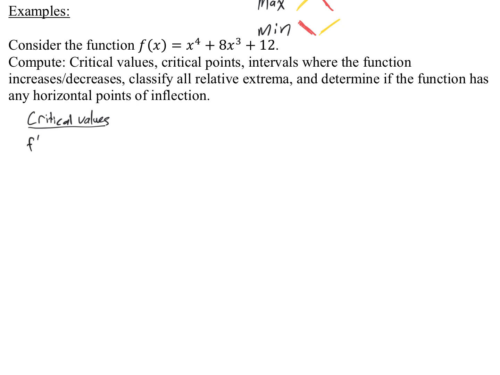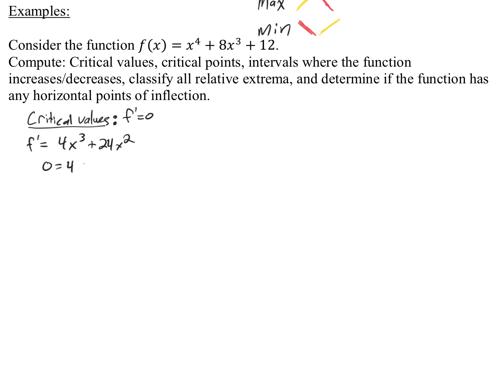So f prime is going to be equal to, let's see, this would be 4x cubed plus 24x squared. So that is your first derivative. And then you have to recall, what do you know about a critical value? A critical value would be any time your first derivative is equal to 0 or undefined. Now in this case, this function is not going to be undefined anywhere. So we just have to worry about how it could possibly be equal to 0. Okay, so let's do that.